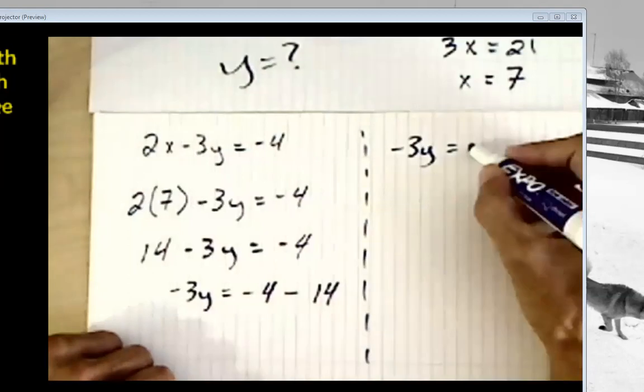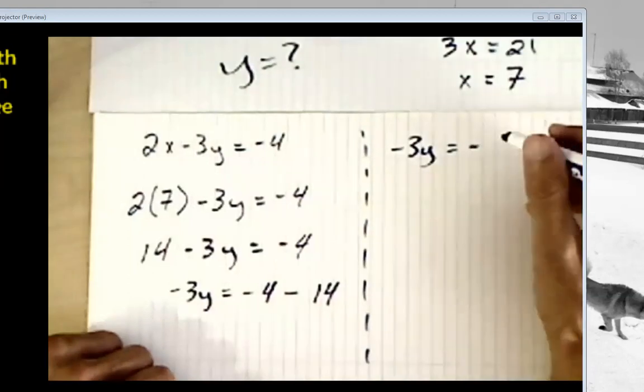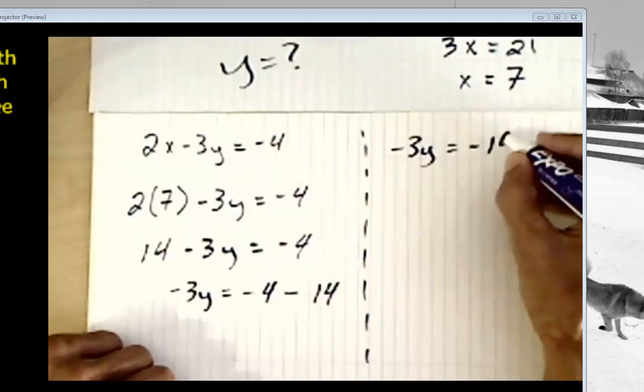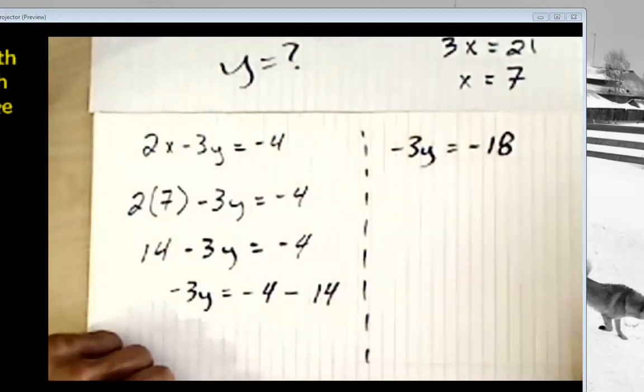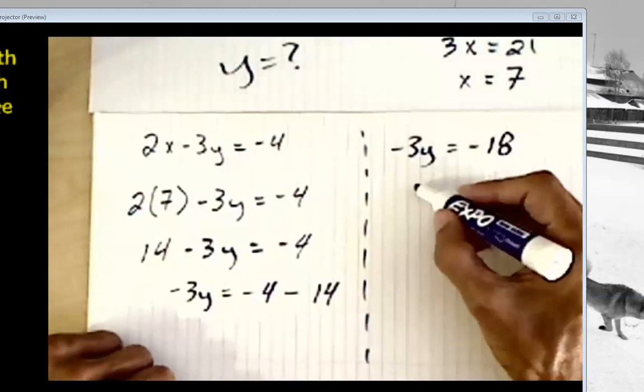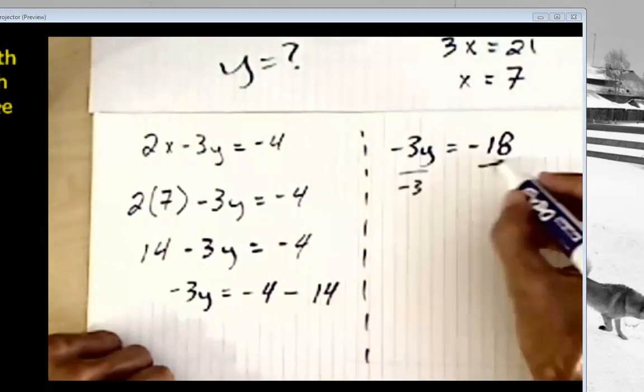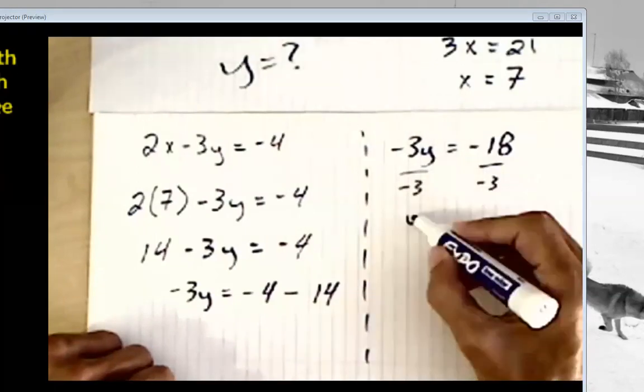Minus how much? Okay. And so, I'm going to divide now by minus 3, right? So y we get equal to?